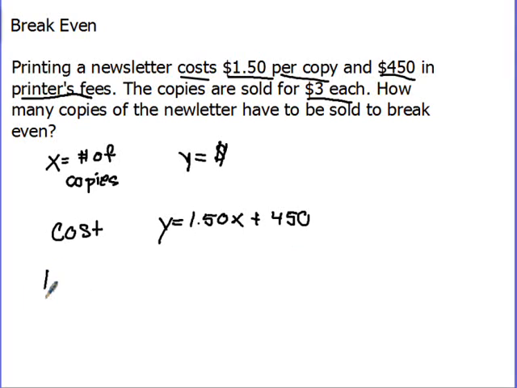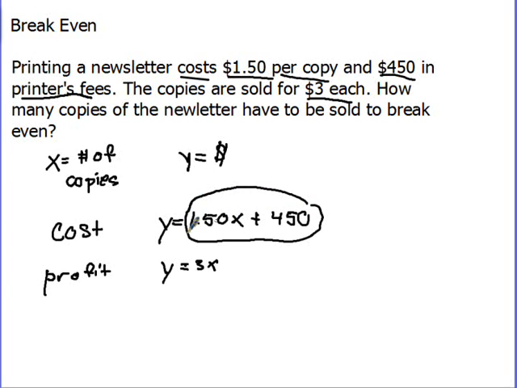And then my profit, what am I selling it? How much am I getting for each one? It says $3 each, so that would just be 3x. Remember, we cannot get rid of the decimal points in these problems. So I can take this and I can use substitution. I could take this and plug it in right here. So I would say $1.50 x plus 450 equals 3x.